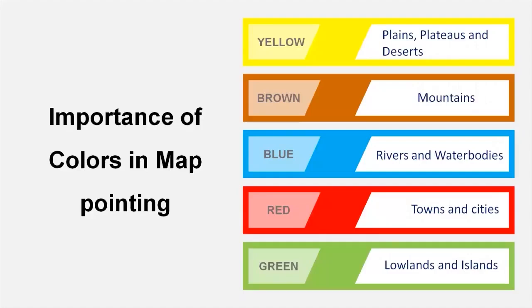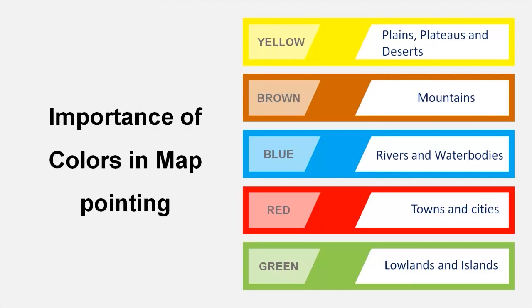Use of colors while marking on the map is mandatory. You are expected to use specific colors while doing this exercise. These colors are accepted worldwide. Yellow color is used for plains and deserts. You must use orange for plateaus. Mountains are always marked with reference to rivers in brown. They should be marked with a single line as shown in the map.